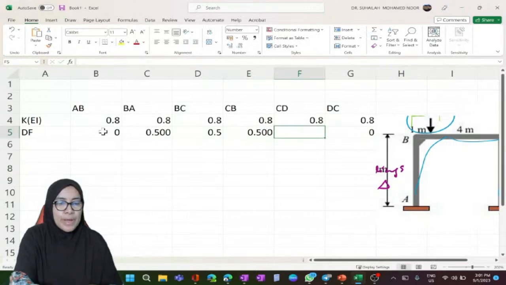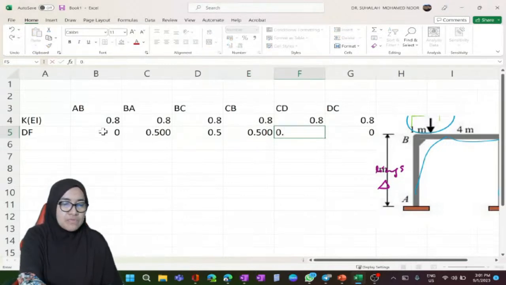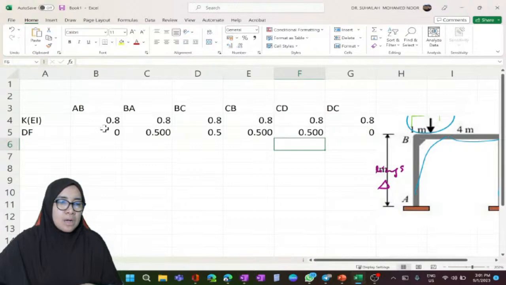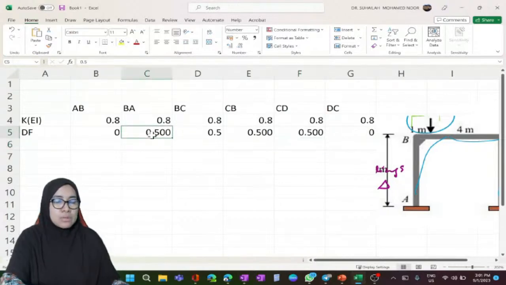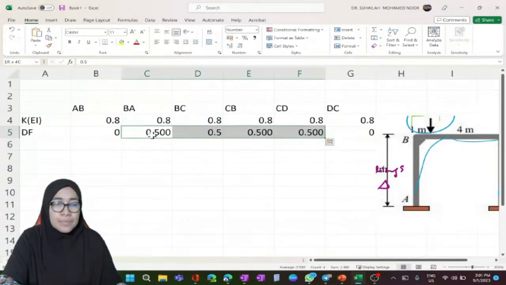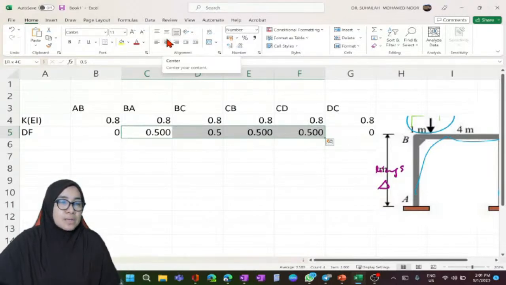So be careful whenever you calculate the distribution factor, because it always depends on the length, the E and the I. If one of these is not constant, then you will get a different value.